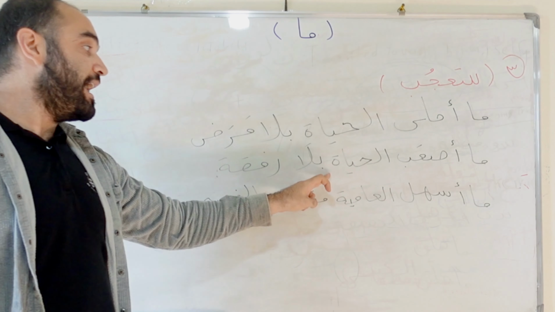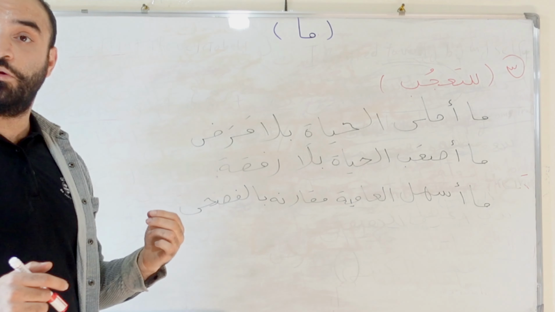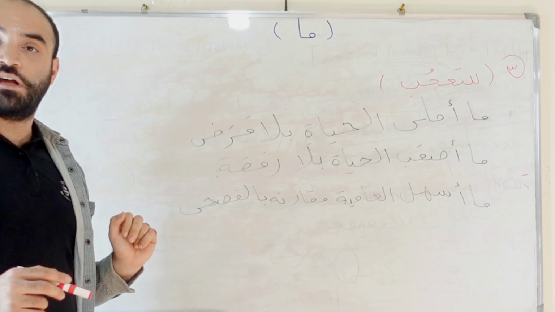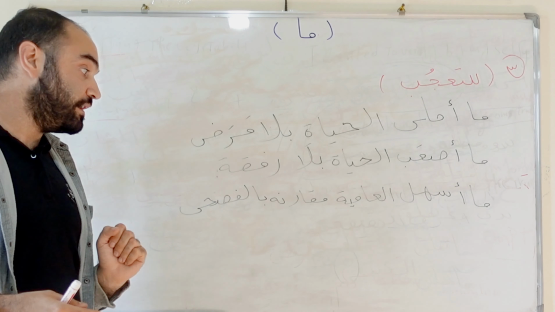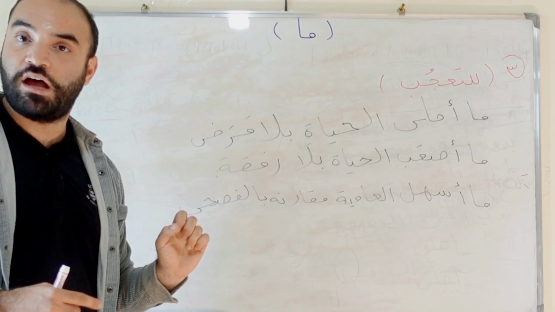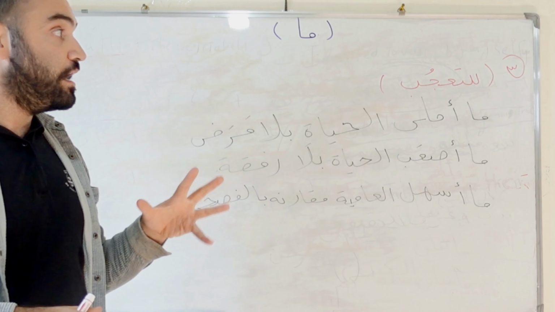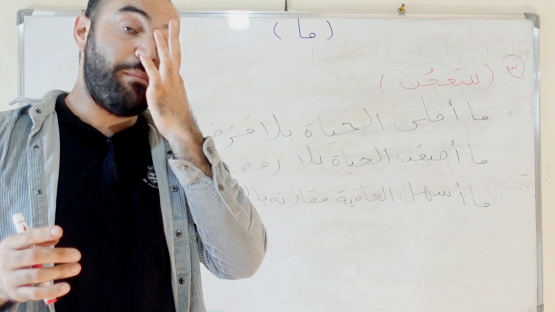ما أصعب الحياة بلا رفقة. How hard life is without friends. ما أسهل العامية مقارنة بالفصحى. How easy the عامية, the dialect, is compared to the فصحى. فصحى is the formal Arabic. تمام? So this is 3 of them. There are around 10 uses of ma.